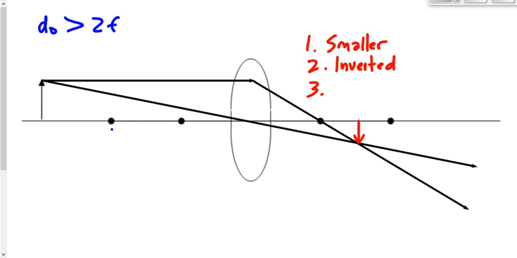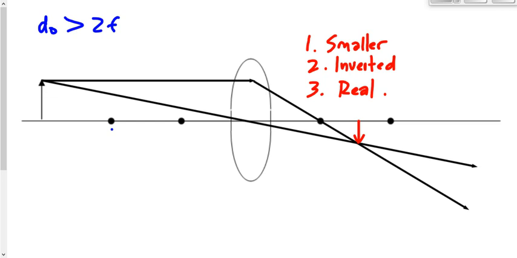And the third one, this is the hardest one. Well, it's not really the hardest once you learn it. It's just kind of tricky when you're first learning it. This one is real. What does it mean if it's a real image? Solid lines converging. Solid lines come together, yes. That's how we tell that it's real. But what does it really mean if it's real? It can project an image onto a screen.